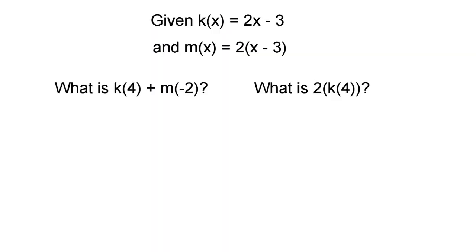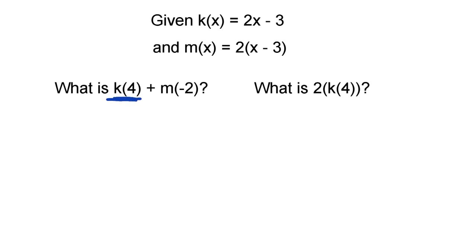For this one, we have 2 different functions. And so we're not going to call them f of x because we don't necessarily want it to be f of x every time. That's just representing our output value. But we're going to use k of x and m of x. Now, this is helpful to use different letters because that tells us which one to use. So on the problem, what is k of 4 plus m of negative 2?